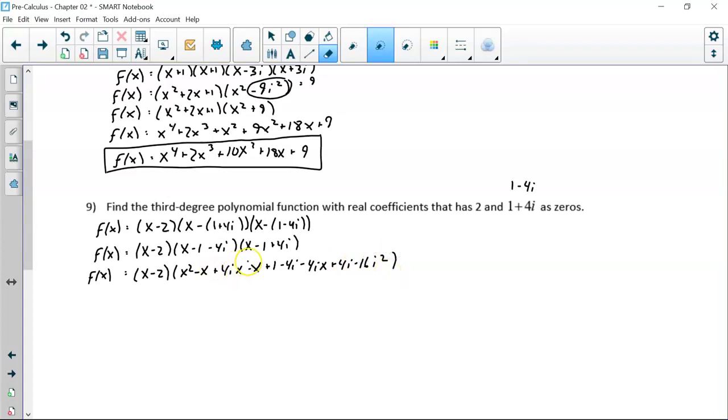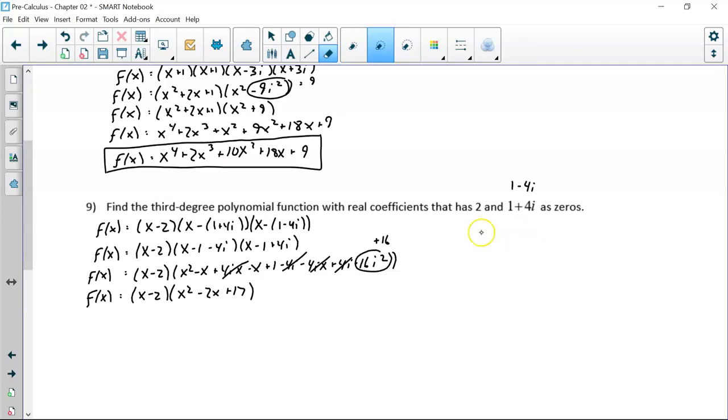Now, the 4ix's cancel, the negative 4i's cancel, and that negative 16i squared is negative 16 times negative 1, which is a positive 16. So f of x equals x minus 2, and then you get x squared minus 2x, and 1 plus 16 is plus 17. And there we go. We just multiplied.